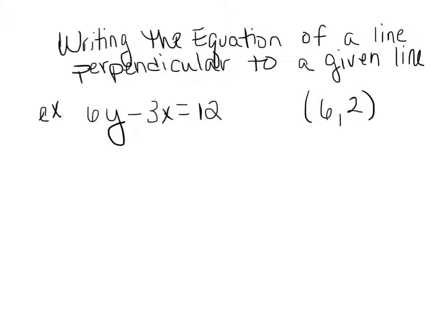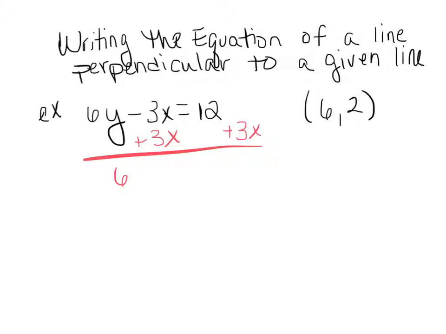In this example, we're looking at writing the equation of a line that's perpendicular to another line. Now remember, when we talked about perpendicular lines, we said that their slopes were negative reciprocals. So we're going to start the exact same way that we started with the parallel lines. We're first going to solve for y to get y by itself. So I'm going to add 3x to both sides to get my y started.